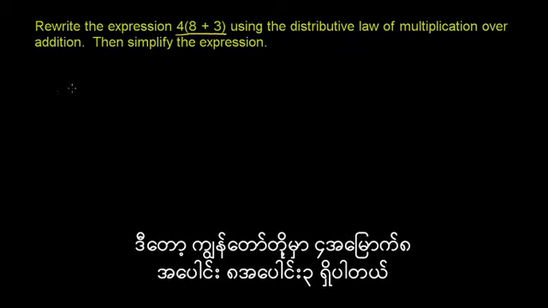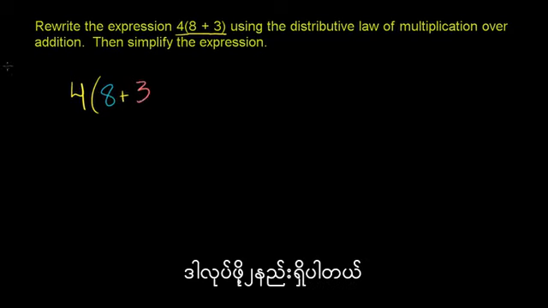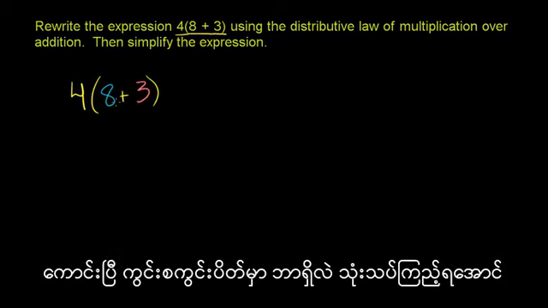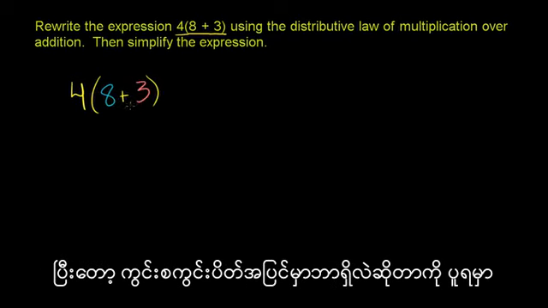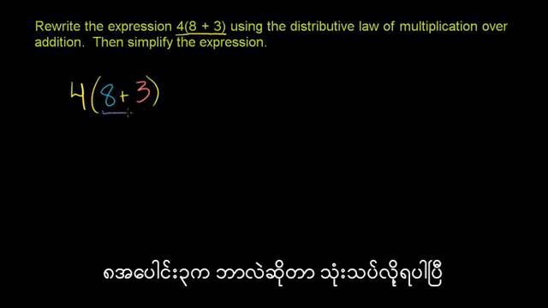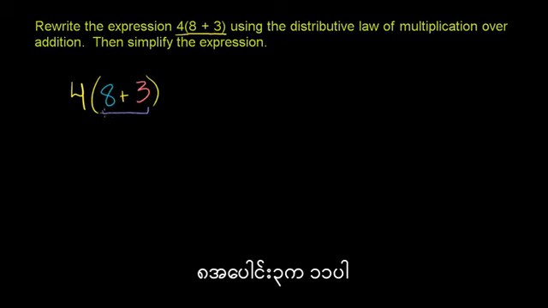law. So we have 4 times 8 plus 3. Now, there's two ways to do it. Normally, when you have parentheses, your inclination is, well, let me just evaluate what's in the parentheses first, and then worry about what's outside of the parentheses. And we can do that fairly easily here. We can evaluate what 8 plus 3 is. 8 plus 3 is 11.